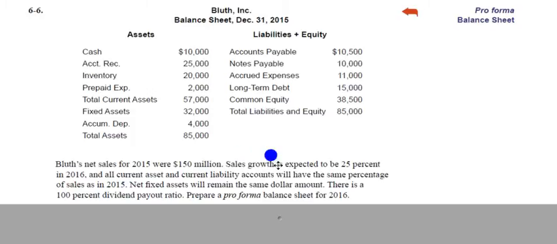2015. So what that means is simply that if sales is going to grow at 25% in 2016, then all current assets and current liability accounts are also going to be projected to grow at the same rate, 25%. And then we also are told that net fixed assets will remain the same dollar amount, and there is a 100% dividend payout ratio, and then we want to prepare a pro forma for 2016.